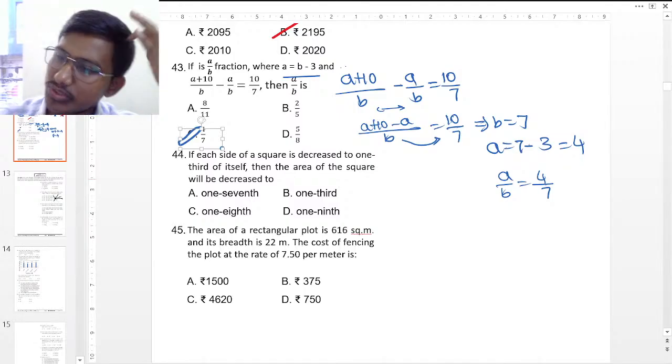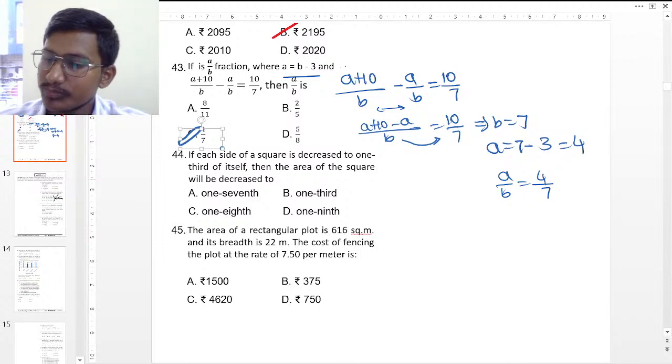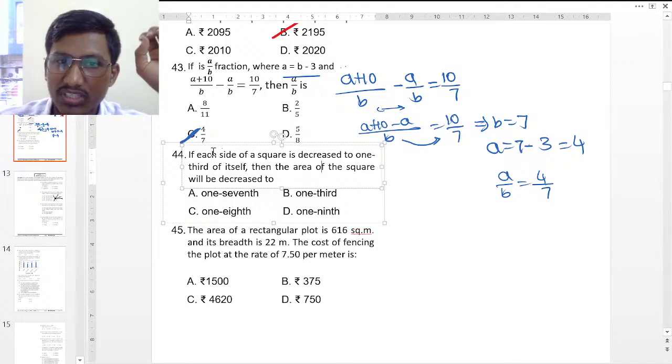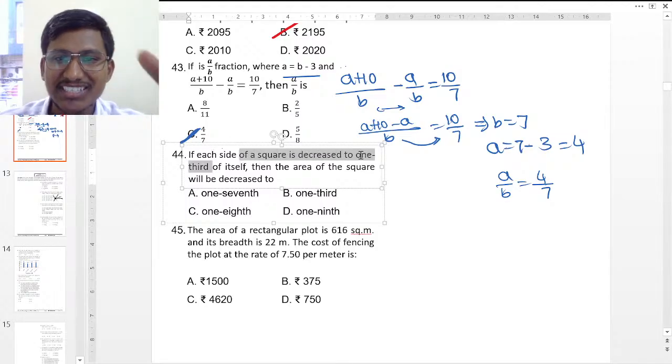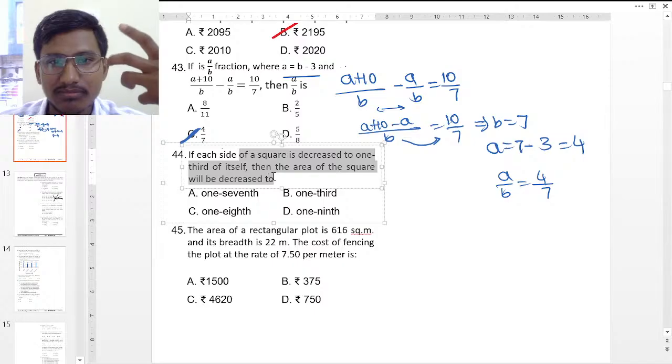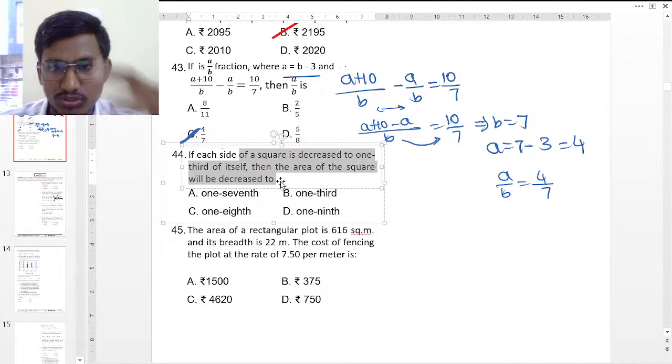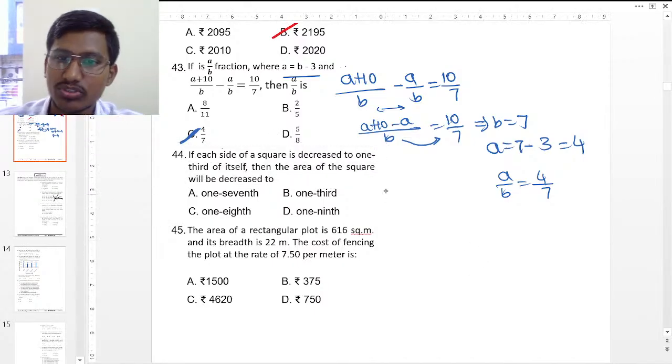So that is the answer option, correct. Okay, good. So next, let us do 44 now. If each side of a square is decreased to 1/3 of itself, then the area of the square will decrease to. So this is question 44.